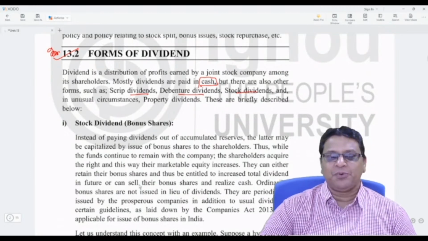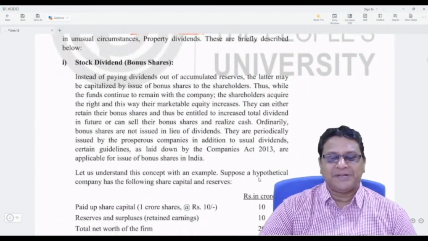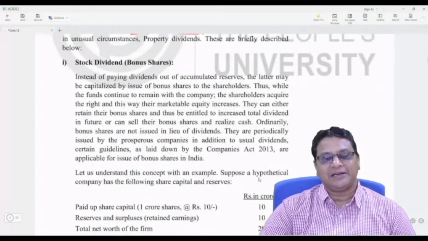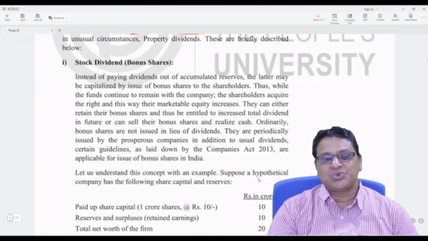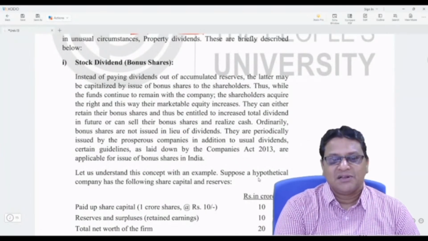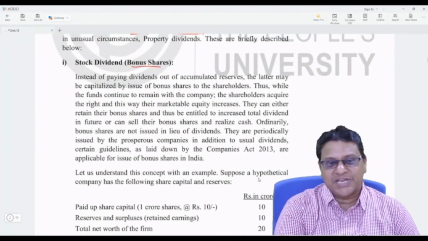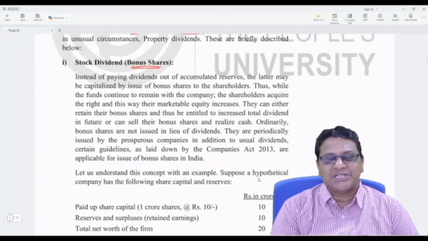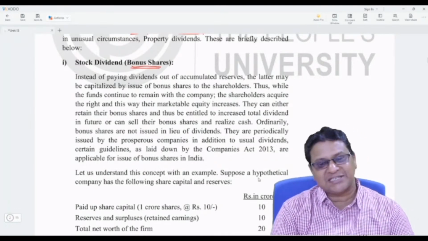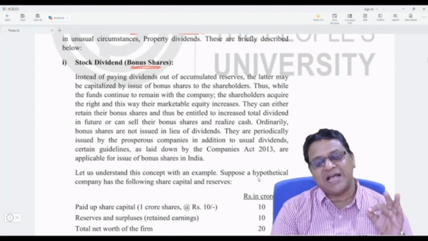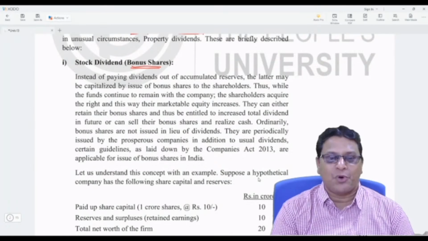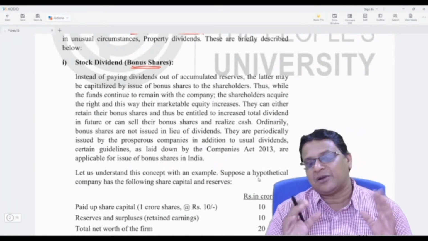Another popular way of making payment of dividend is stock dividend. So what is stock dividend? Stock dividend simply means issue of bonus shares. What are bonus shares? Bonus shares are those shares for which the shareholder gets the shares but does not pay anything. That means those shares are available free of cost to the existing shareholders.